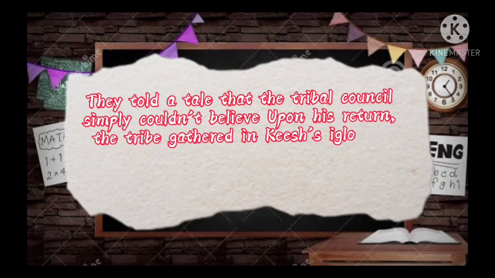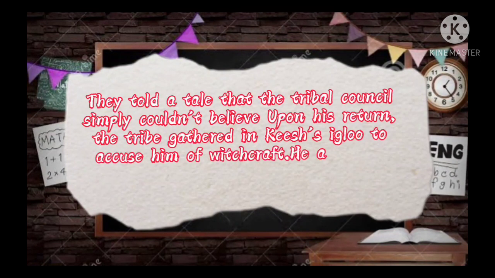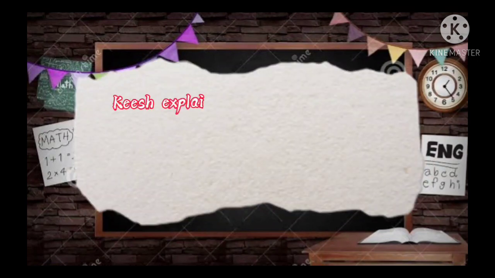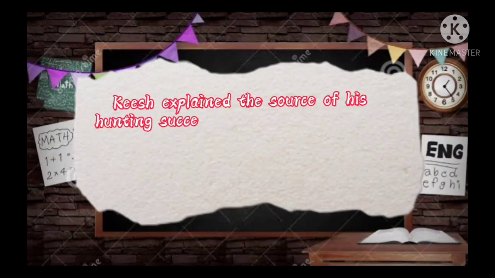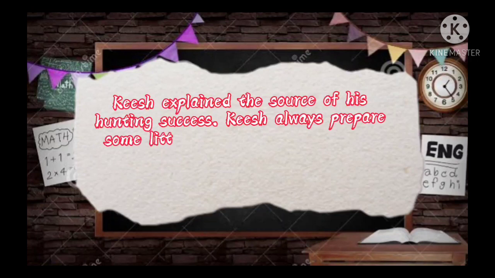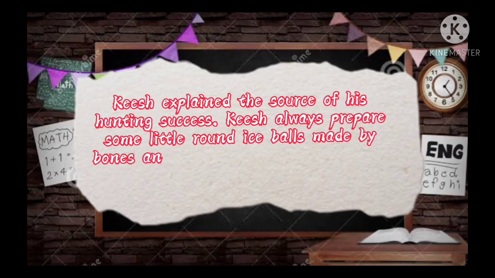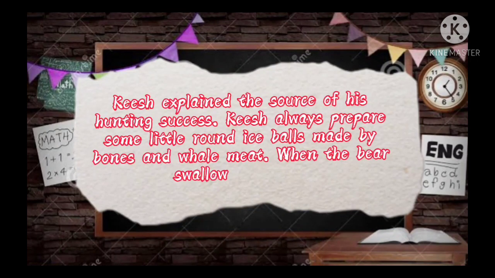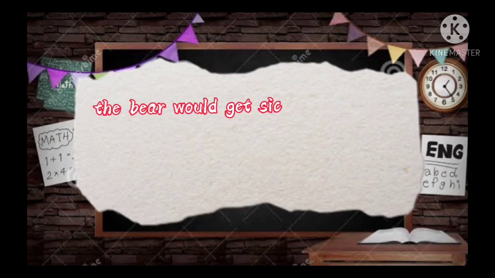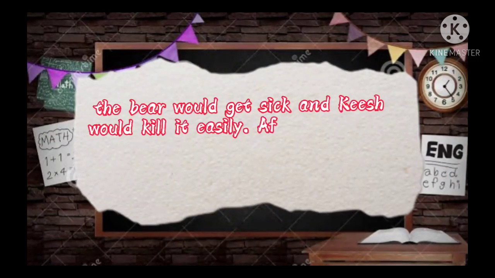The tribe gathered in Kish's igloo to accuse him of witchcraft, and he answered their charges. Kish explained the source of his hunting success. Kish always prepared some little round ice balls made of bones and whale meat. When the bear swallowed the ball, the bear would get sick and Kish would kill it easily.